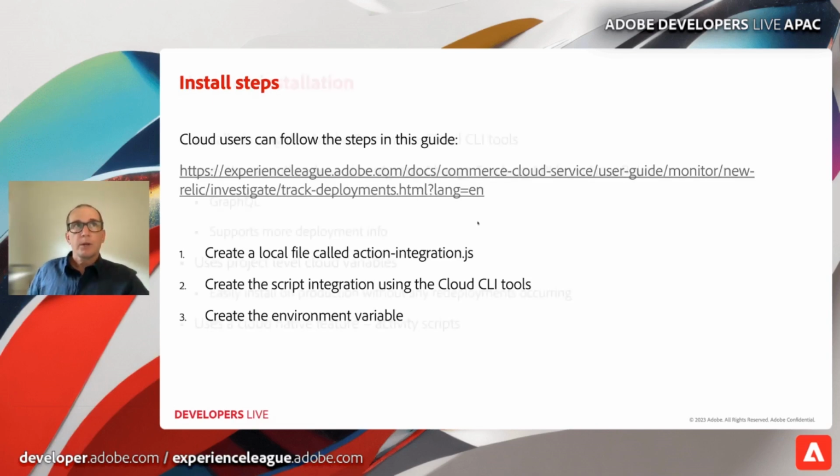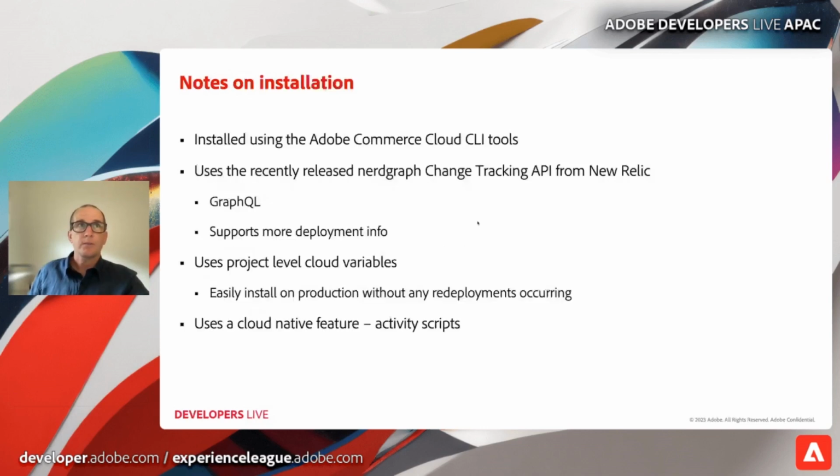So a couple of notes on installation here. It is installed using the command line Adobe Commerce Cloud CLI tools. So if you're not familiar with those tools, you'll need to install them. They're a locally installed tool set that allows us to perform actions on the cloud. It uses the recently released NerdGraph Change Tracking API from New Relic, which is a GraphQL-based API, and it supports a lot more deployment information compared to the previous REST deployment marker API. It's quite easy to customize. Once you start having a play around with it and look at the script, you realize that you can customize it quite easily.